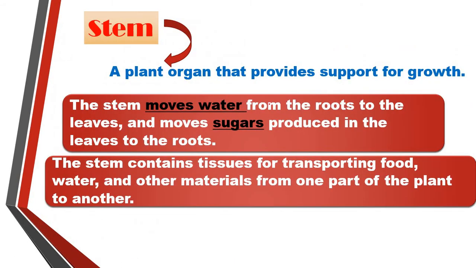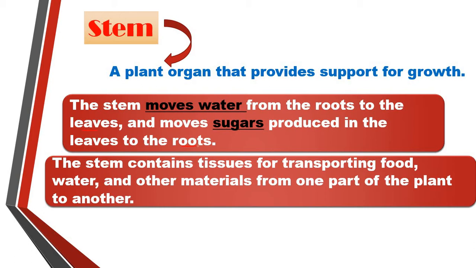The third part of the plant is the stem. The stem is a plant organ which allows support for the plant to grow in an appropriate way. Stem also help to move water from the root and transport it to the leaves, which use this water to carry out photosynthesis. Also, stem will move sugars produced from the leaves back to the roots.